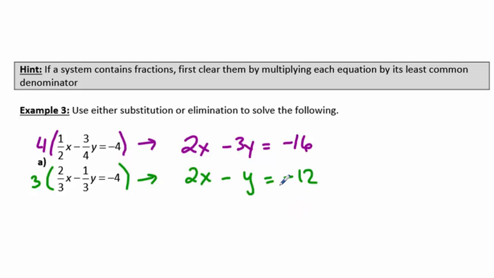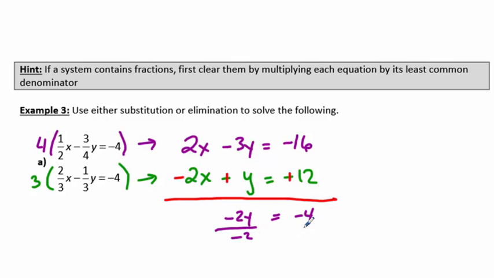Now let's decide if we want to use substitution or elimination. I'm going to go ahead and use elimination because I already see that I have 2x and 2x. If I multiply everything by a -1, negative, positive, positive, I'm going to be able to add these two equations together and get rid of the x's. So that'll leave us with -3y plus y is -2y. And -16 plus 12 is -4.